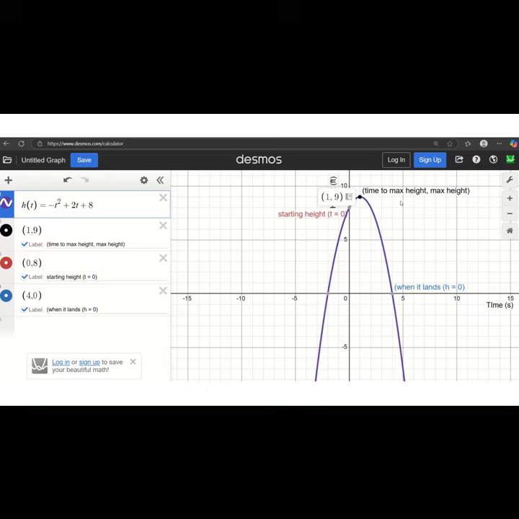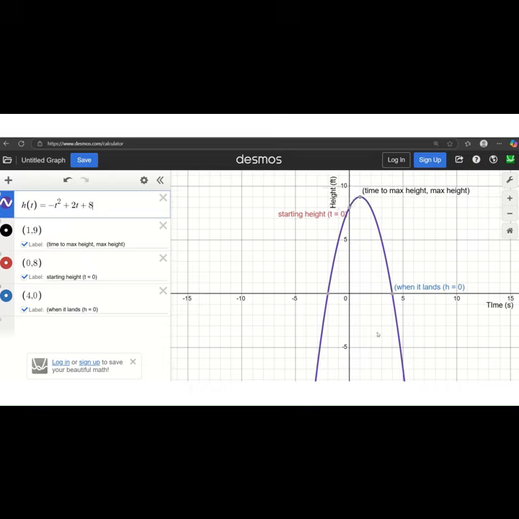You could also be asked, how long did it take to get to the maximum height? And that would be your x coordinate, because time, how long, is on your x-axis. So what this point tells us is that after 1 second, the object is 9 feet off the ground, and we know that is the vertex.